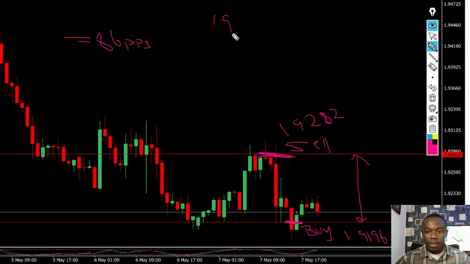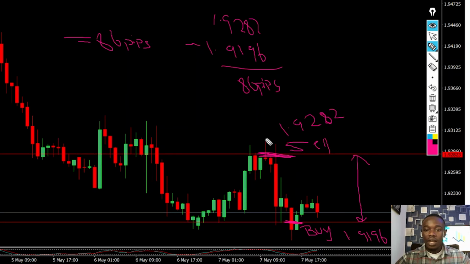So it will be like this: 1.1282 minus 1.1196. If we make this subtraction, we get 86. So that's why we were able to get 86. And all this, you don't need to calculate them. You have a way of seeing them, and we treat them some other day. So with this, we were able to capture 86 pips from this move.